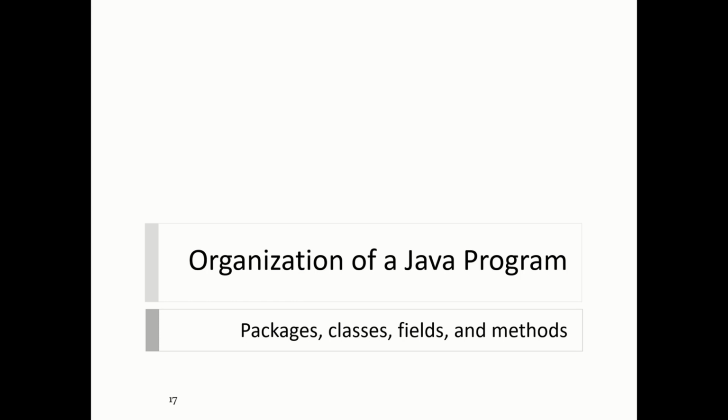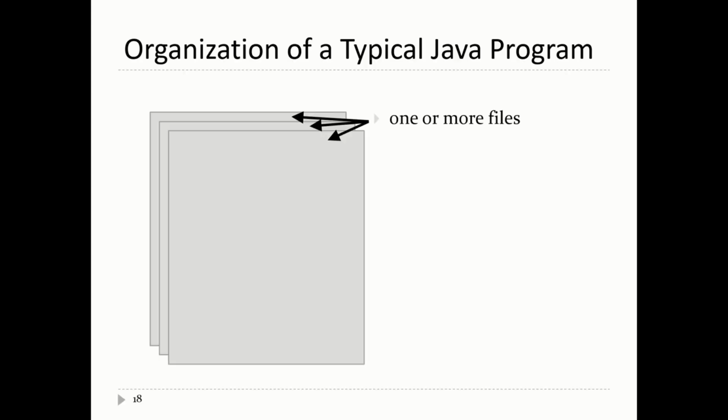Okay, so what does a Java program look like? In your labs, you've seen small Java programs. They're made up of one or more files, so you've got a bunch of Java files. In your labs, you've also got some text files that you read in sometimes and extra stuff. So typically, there's one or more files.